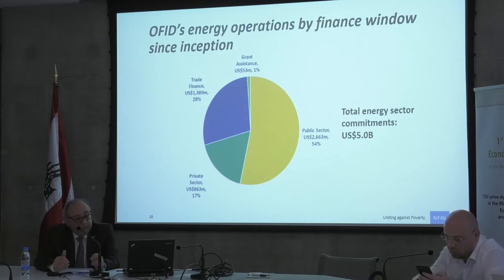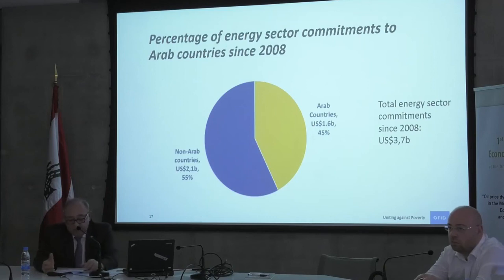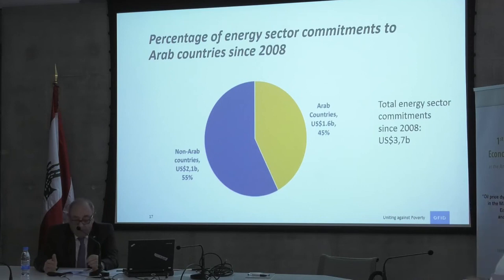$55 billion since inception. 78% of this amount has been committed since 2008, after we started this initiative on Energy for the Poor. Of course, all our windows, public, private, trade, and grants contributed to this amount. The Arab world has been allocated around 45% of our commitment since 2008, or around 1.6 billion, to finance energy projects in many countries, including Egypt, Sudan, Jordan, Yemen, Tunisia, Morocco, Palestine, and many others.